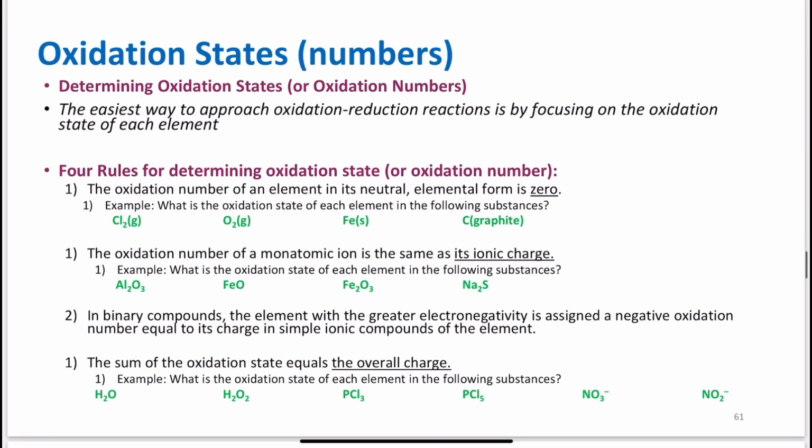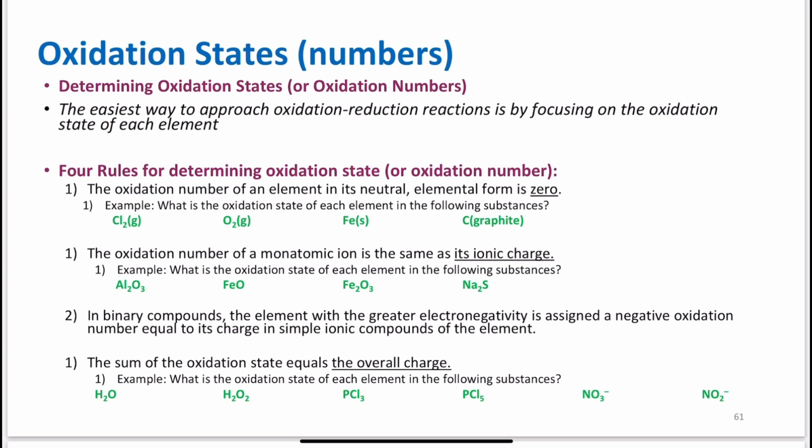So, our rules covering oxidation numbers. The easiest way to approach oxidation reduction reactions is by focusing on the oxidation state of each element in the reaction. We do have a set of 4 rules that we're going to follow to go through these. First, the oxidation number of an element in its neutral elemental form is 0. So what do I mean by that? I mean any element in its most elemental form is going to be 0.